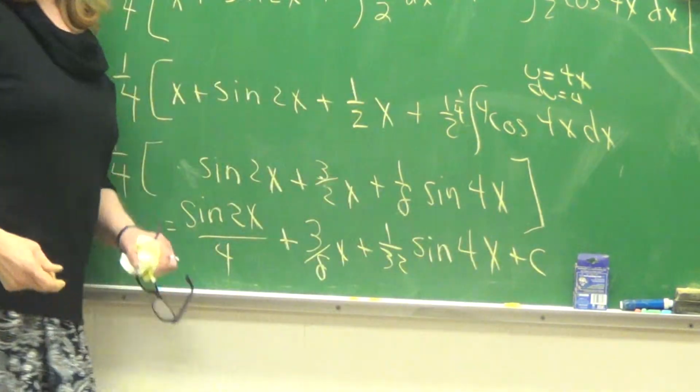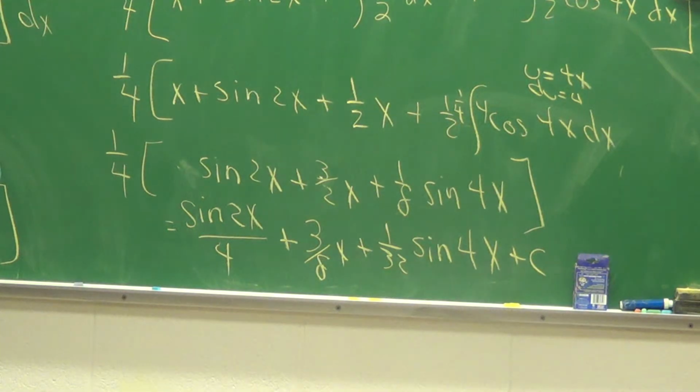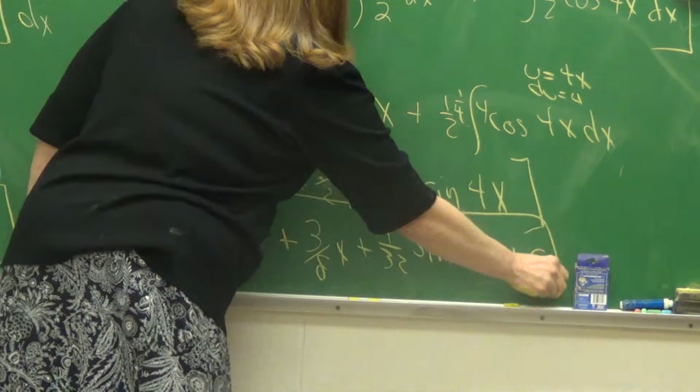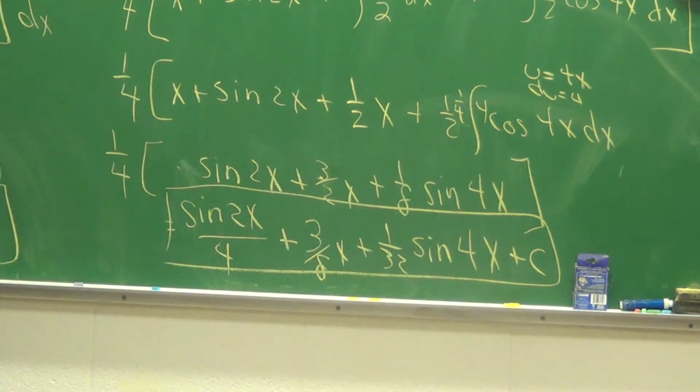Alright, I'm gonna look at the answer and I just have this feeling that's not right. 3/8 x, check. 1/4 sine of 2x, check. 1/32 sine of 4x plus c. We did it. Definitely the odd guys are easier to do than the even guys.